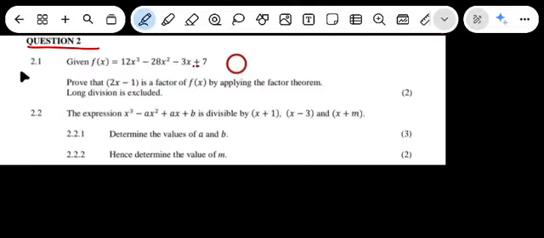It's paper 1. So we've given here 2.1 says given f of x is equal to 12x raised to the power of 3, minus 28x squared, minus 3x plus 7. This is a cubic, as you can see. It's a cubic because we have x raised to the power of 3.